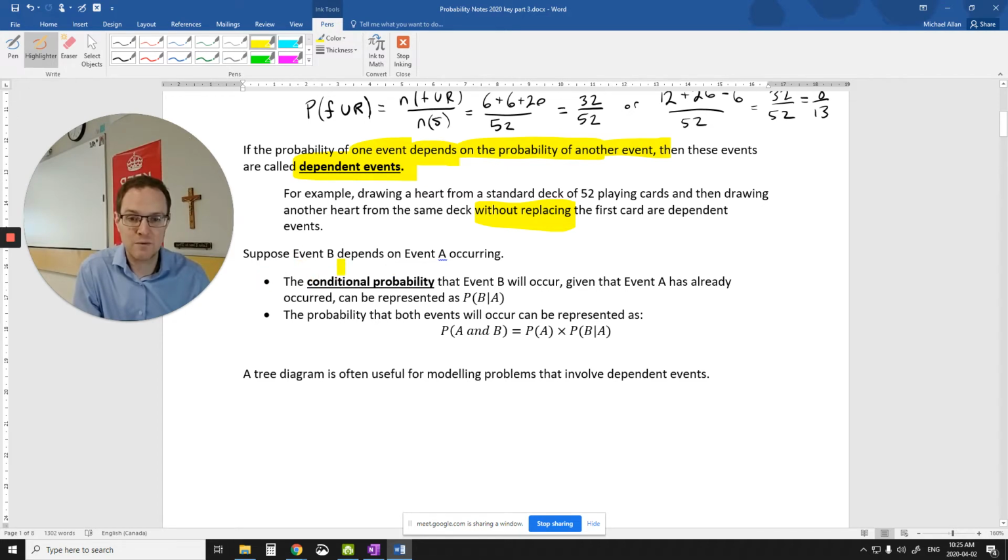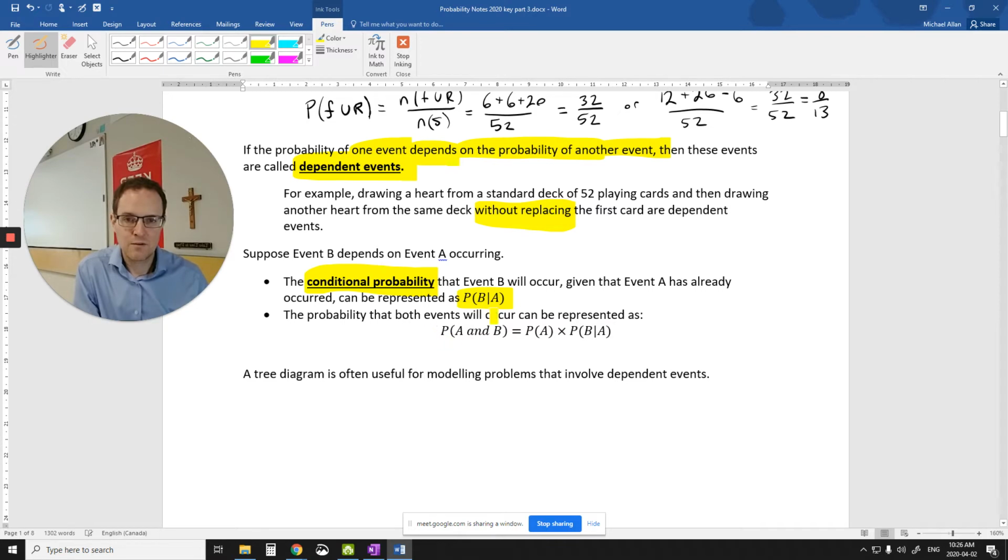All right, so this is what we call conditional probability, where the event of B changes because of what A did. So if I want to calculate the probability of B, if I know that A has happened, or A is going to change B, that's what the symbol means: the probability of B given that A has already occurred.